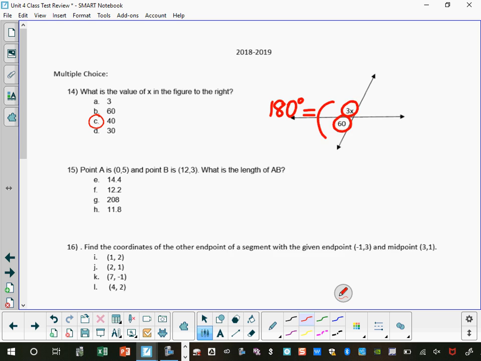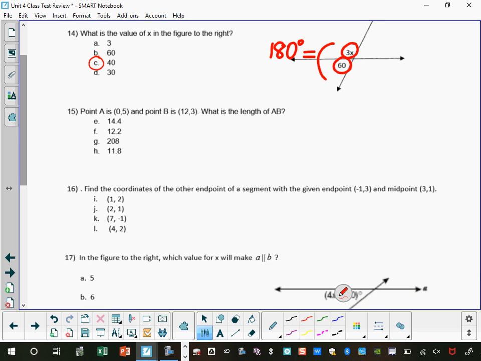Number 15. Who remembers what the distance formula is? It's going with square roots. So it's square root of like x1 minus x2 to the second power plus y1 minus y2. And the whole thing is square root. Almost. That's the closest I've heard. Anyone else remember?